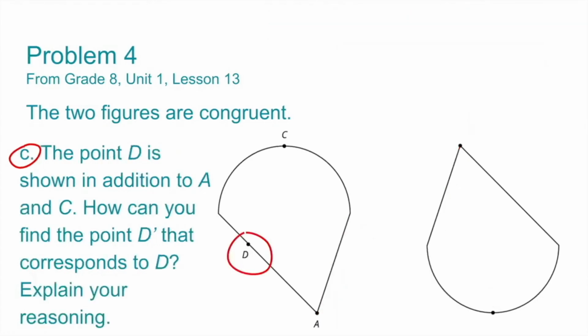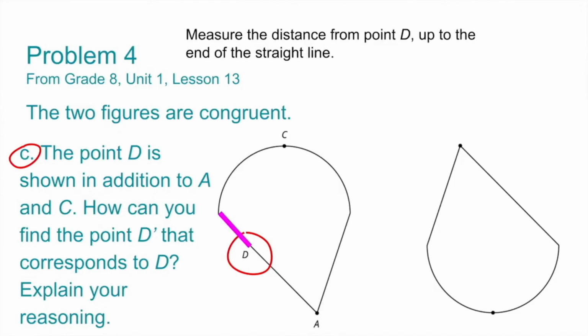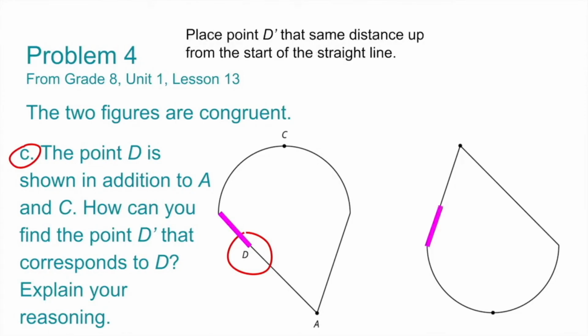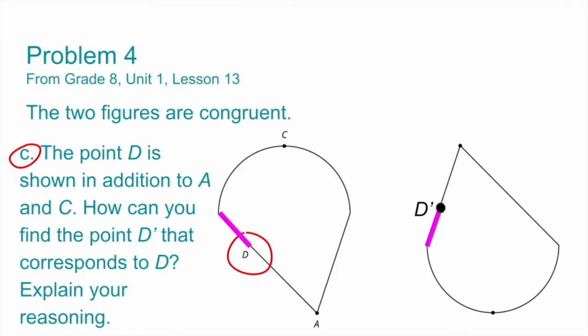C. The point D is shown in addition to A and C. How can you find the point D' that corresponds to D? Explain your reasoning. Measure the distance from point D up to the end of the straight line. Place point D' that same distance up from the start of the straight line. Here I've labeled the point for D'.